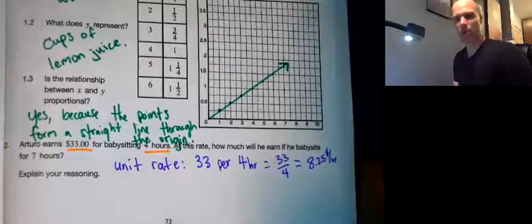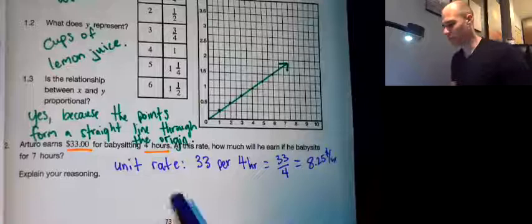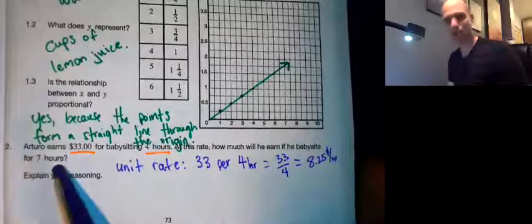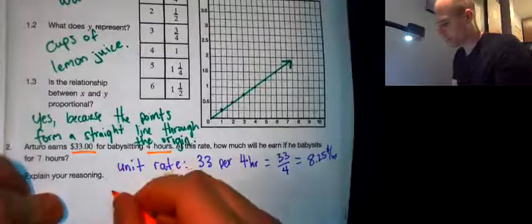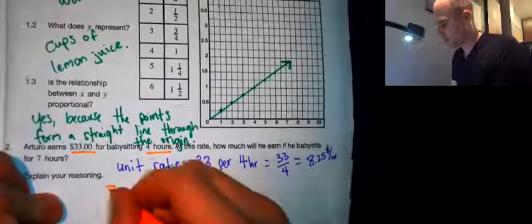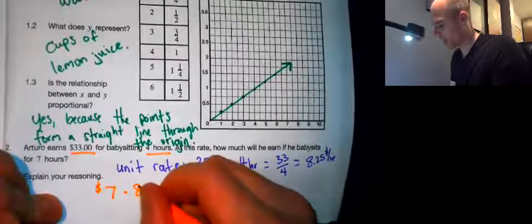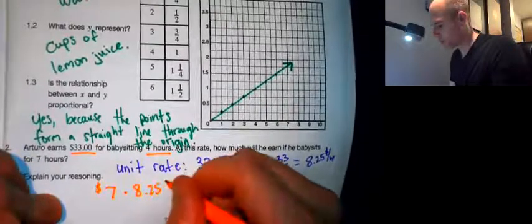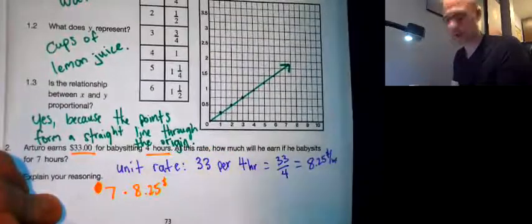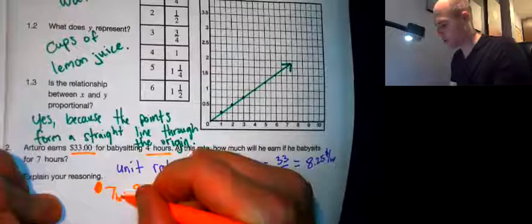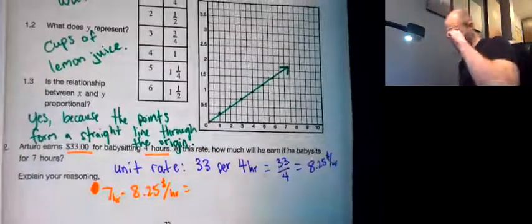So now I know how much he makes in every 1 hour. And I can use that information to figure out how much he makes in 7 hours by just multiplying by 7. So I'm going to finish this question off by doing 7 times $8.25 per hour. Oop, not $7. I'm not multiplying by $7. I'm multiplying by 7 hours. Dollars per hour.